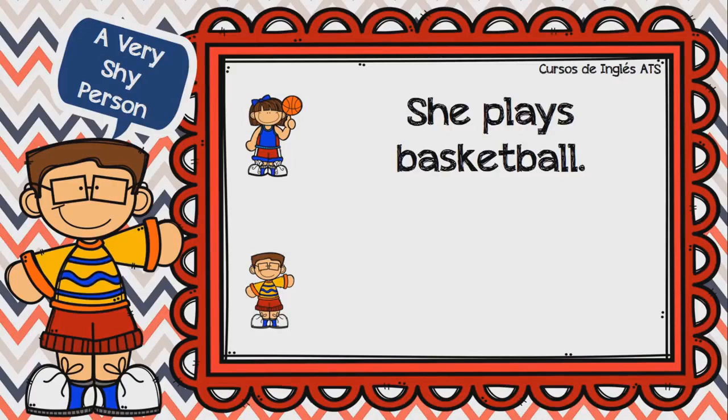Porque ahí hay una acción, hay un verbo. ¿Y cuál es esa acción? Plays. Very good. She plays basketball. So, how would you use this sentence to describe Sheldon? Remember? Make the negative sentence.